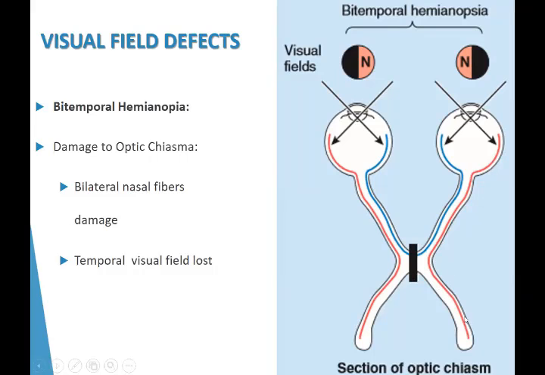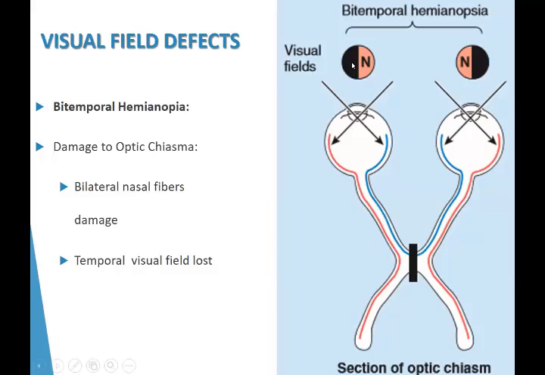Now what happens is, these crossed fibers of the nasal half are damaged, we have cut them. What will be the result? Now only the fibers of the temporal half will remain. In both the eyes, the fibers of the temporal half of the retina are left. Now you know very well that the temporal half of the retina reads the nasal field of vision. So the nasal field of vision will remain.